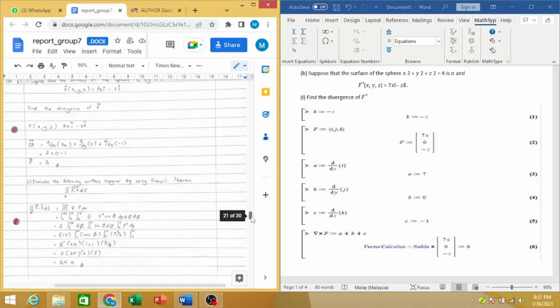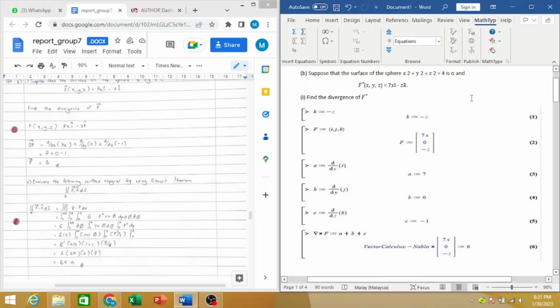Okay, let me explain the software solution. First, find the divergence of f. Just declare k equal to negative z, f equal to ijk, and then put in the values given, and then put a, d over dx i, b, d over dy j, c, d over dz k. Then how to find the divergence? Just put divergence of f equal to a plus b plus c, and we will get the final answer 6. So the answer for the software solution and the manual calculation is the same.